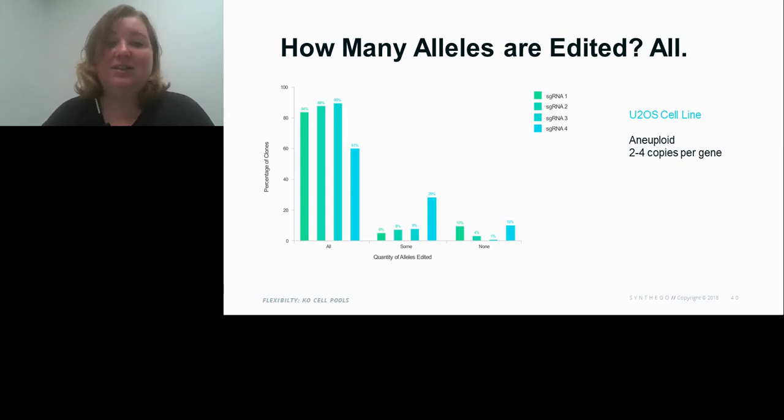And the answer is, because we have such high editing efficiency, we're able to see that all alleles in general are edited. You can see here we're able to see really high editing efficiency, and all of the alleles are edited, even in an aneuploid cell line. It's actually more difficult for us to get a heterozygous edit, although we can do it, it just requires screening more clones. So we're able to very confidently say that the majority of the editing that we do, because of its high editing efficiency, will result in homozygous knockouts.